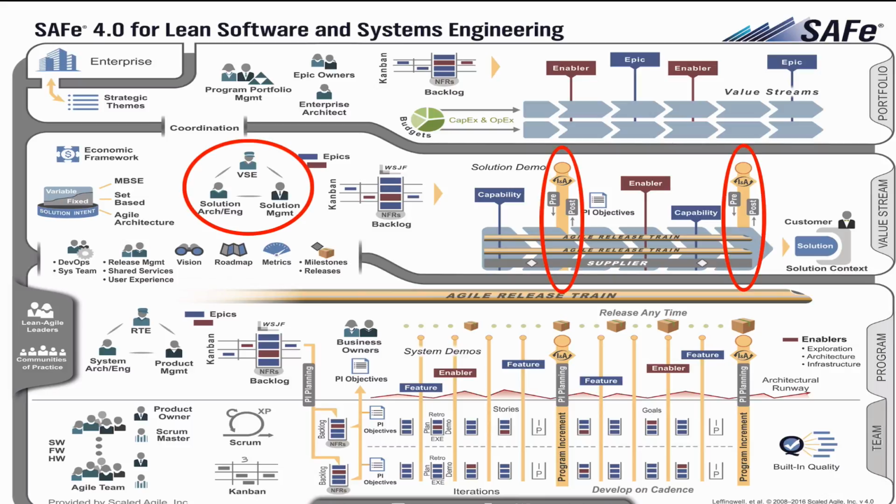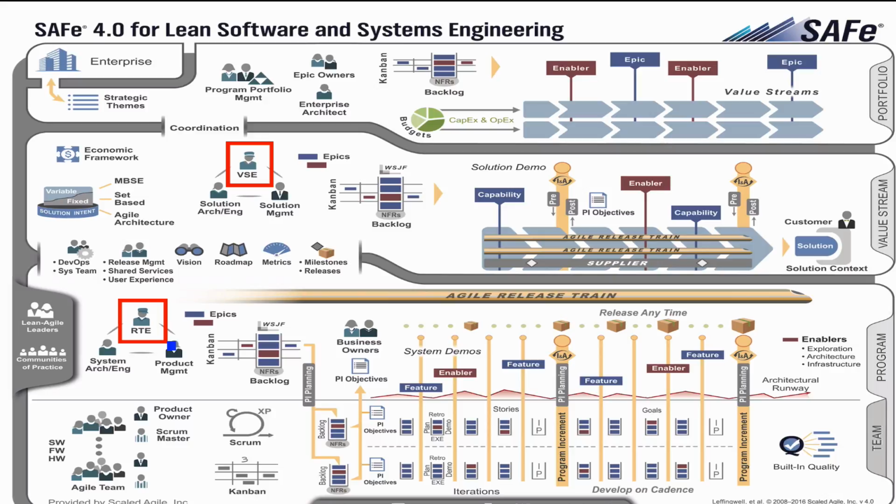The roles and events at this level are analogous to those at the program level, except that they are rolled up to a higher level of abstraction. For example, the value stream engineers coordinate the work of all the RTEs. The solution manager ensures that all the product managers have defined the content for their respective ARTs, and the solution architect ensures that there is a seamless solution architecture binding the user experience and the interfaces between ARTs.